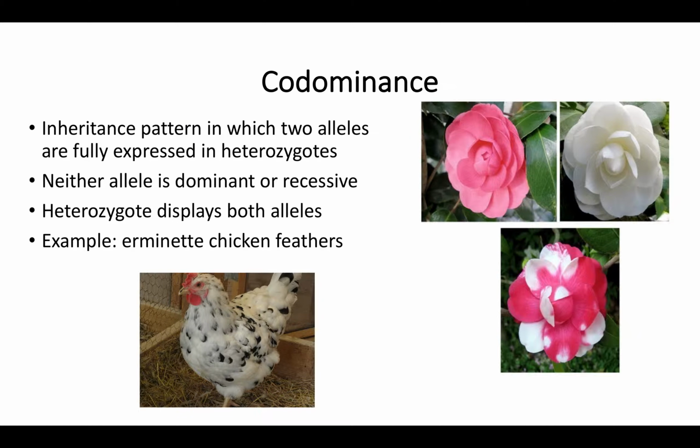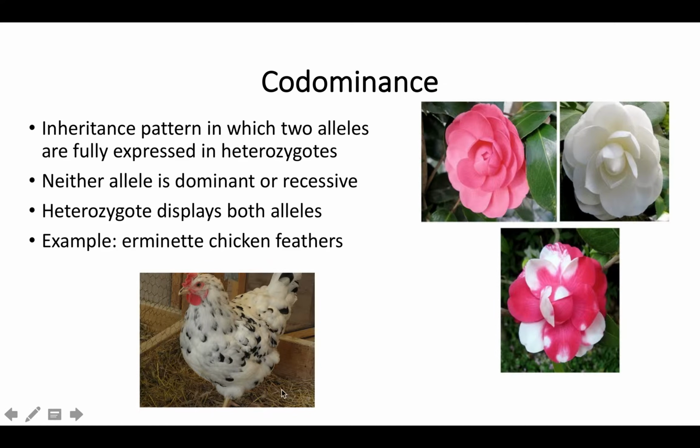Codominance is the second type of non-Mendelian inheritance pattern that we're going to look at. This is a pattern in which 2 alleles are fully expressed in heterozygotes. Neither allele is dominant or recessive. It's like they're both dominant at the same time. That's why we call them codominant. They're both going to be expressed. The heterozygote displays both alleles.